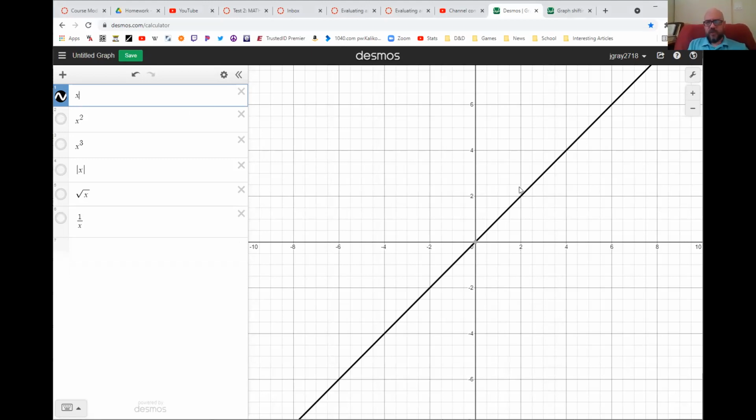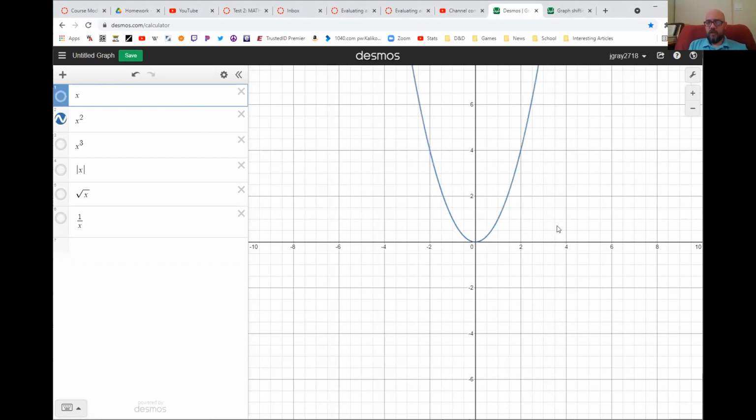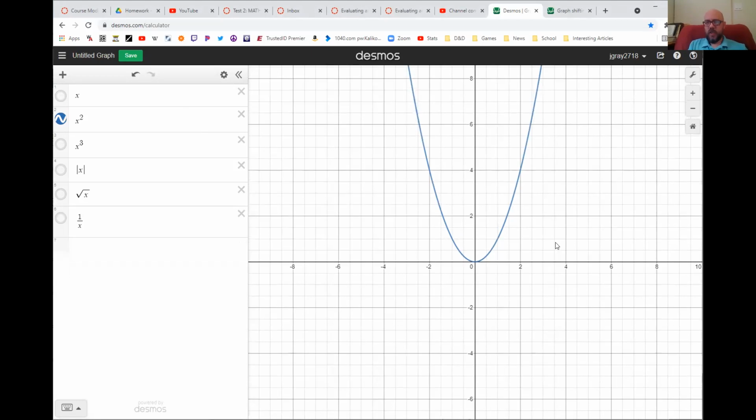All right, so here we go. I got my 6 functions. So y equals x. You know what that looks like? It's a line with slope 1 and y-intercept 0, right? Because it's y equals 1x plus 0. So it's a line. Y equals x squared is a parabola. You probably knew that, but in case you didn't, this is what it looks like.